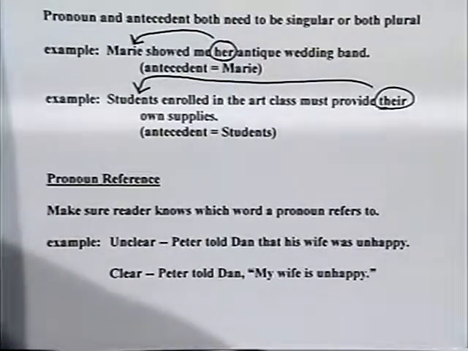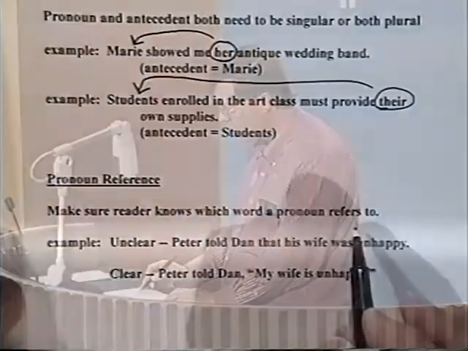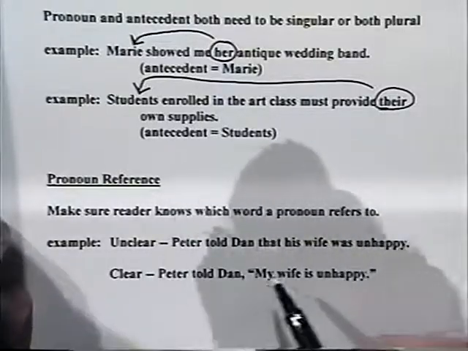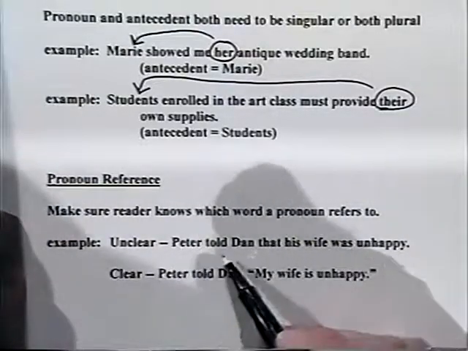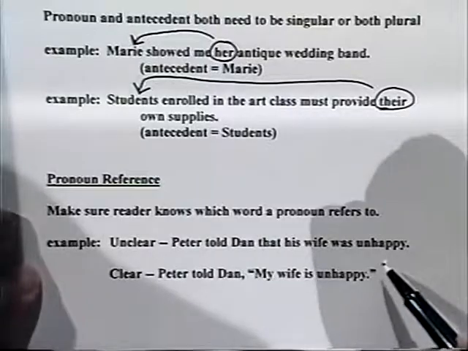Now, one of the ways we can say something or write something that's not clear is if we mess up our pronoun reference. Now, I'll show you exactly what I mean here. Make sure the reader knows which word a pronoun refers to. An example would be, Peter told Dan that his wife is unhappy.